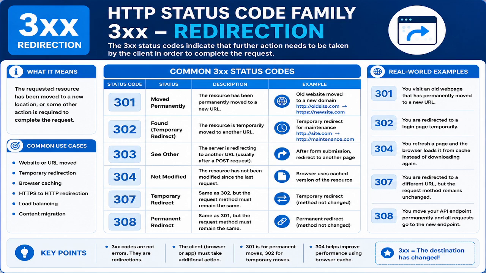If the code is 301, the status is moved permanently. In the example, an old website has moved to a new domain. If anyone enters the old domain name, they are redirected to the new domain name. At that time 301 appears. Similarly there are 302, 303, 304, 307, 308, so you can read them.